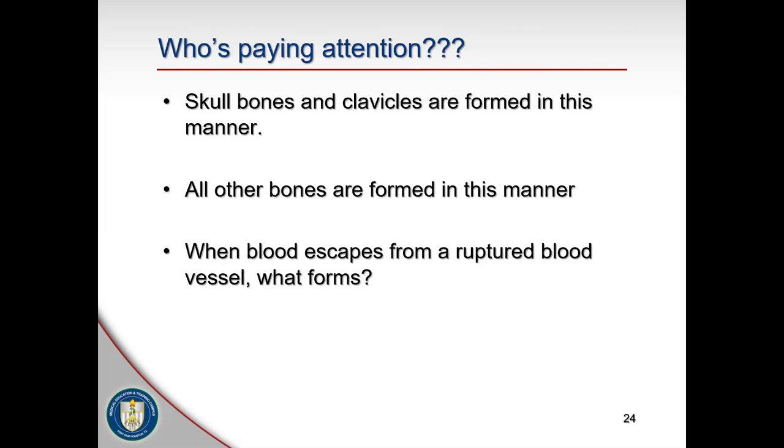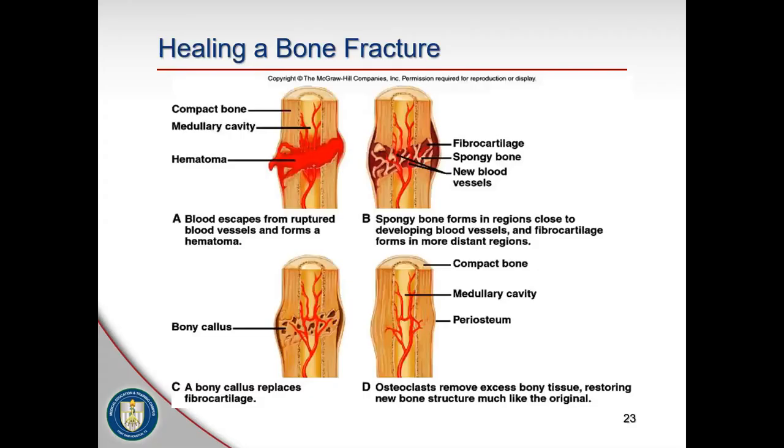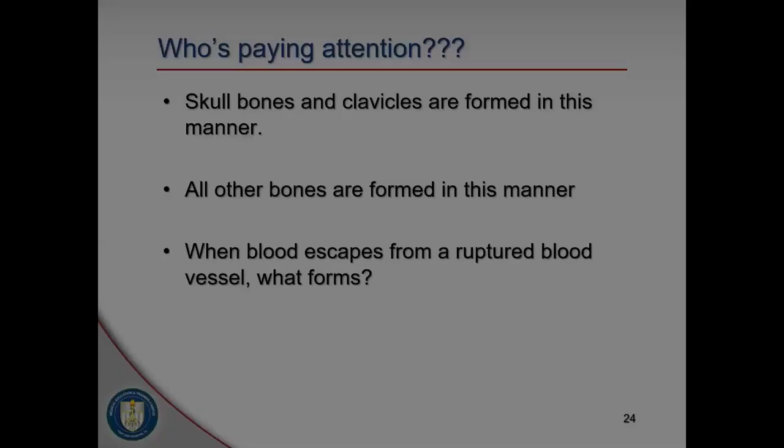Now, when blood escapes from a ruptured blood vessel, what is normally formed? If blood escapes from that blood vessel, what's formed? Oh, it became swollen. What's another name for swelling? What's the medical term for swelling? Inflamed? Hematoma. Yeah. So hematoma occurs.